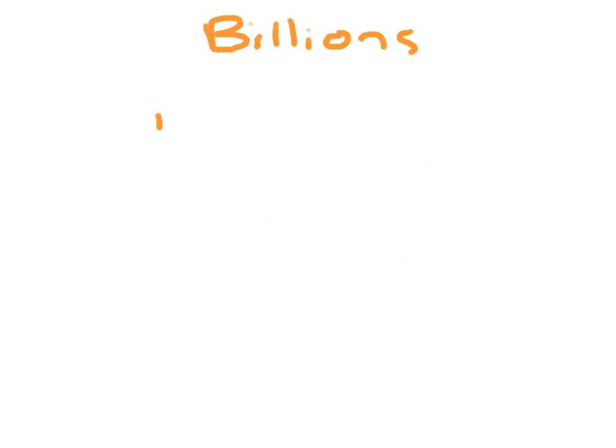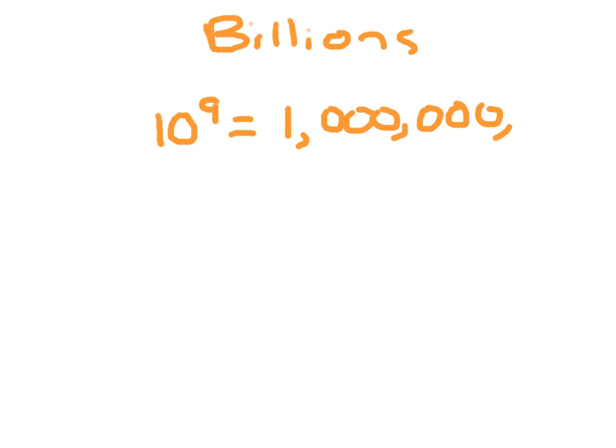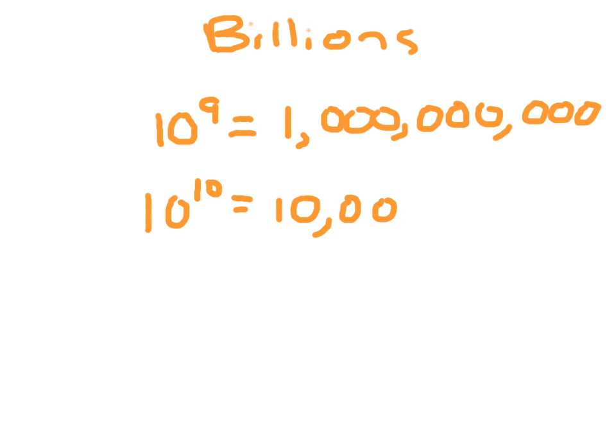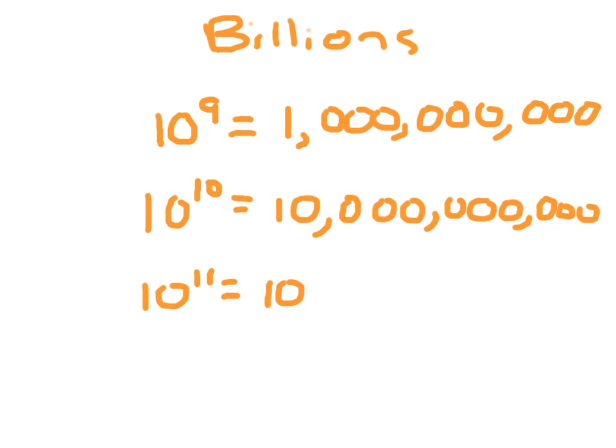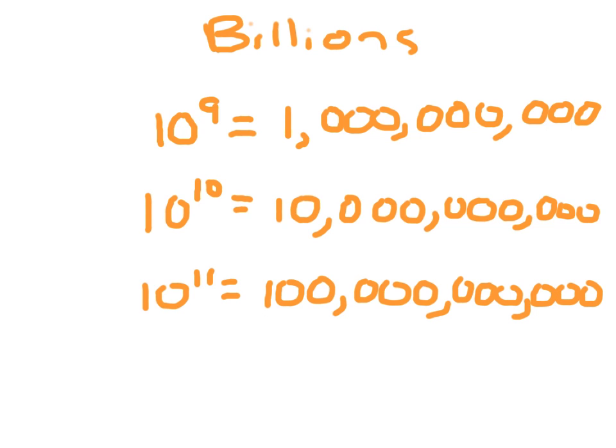Here are powers of 10 for the billions. And please go ahead and copy these down. 10 to the 9th is equal to 1 billion. That's 1 followed by 9 zeros. 1, 2, 3, 4, 5, 6, 7, 8, and 9. 10 to the 10th power is equal to 10 billion. And finally, 10 to the 11th power is going to equal 100 billion. Press pause if you need more time.